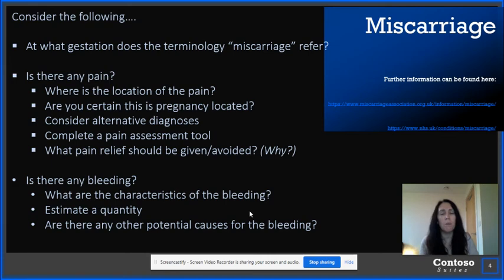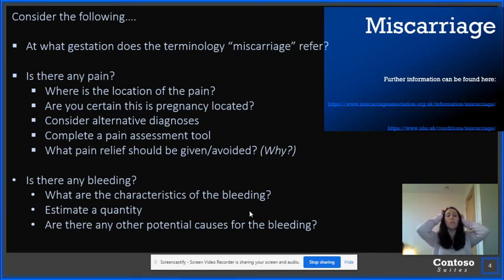So if you're thinking about the browny kind of clotty blood, then we're thinking old injury. Clots can be red, they can be purple, they can be brown. Clots wouldn't necessarily come with trauma too much. What trauma would look like is probably bright red blood. So we're thinking of the characteristics, the quantity, and any other potential causes.